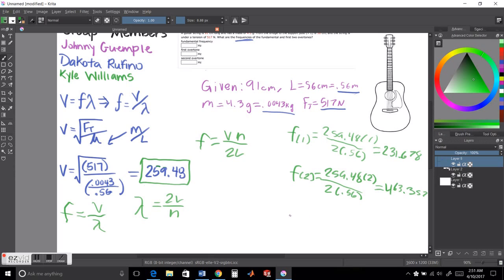And now, for our third and final harmonic, we're going to have f sub 3 equals 259.48 times 3 over 2 times 0.56, which equals 695.036.